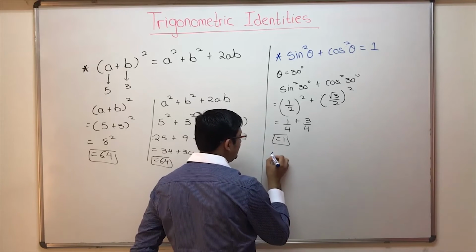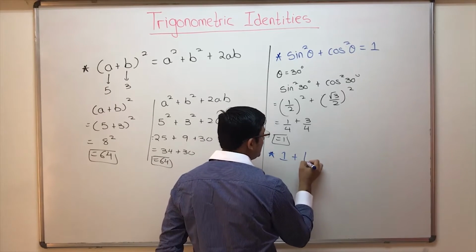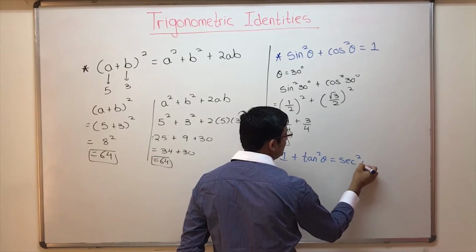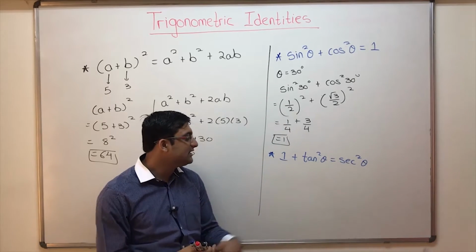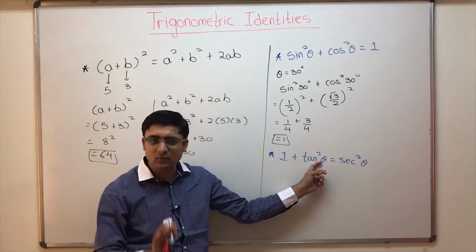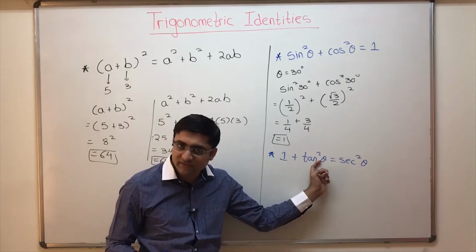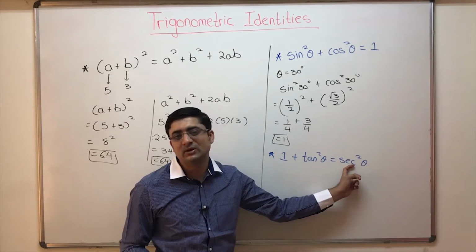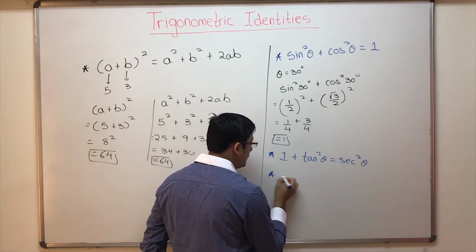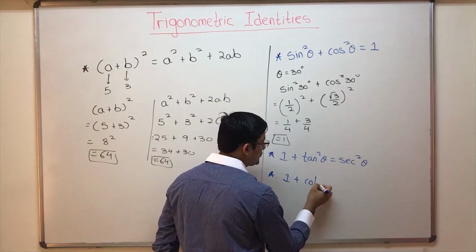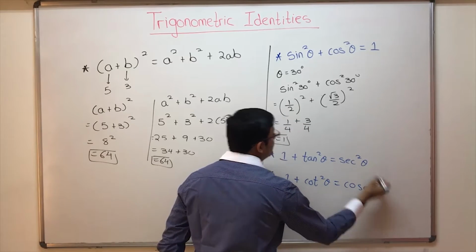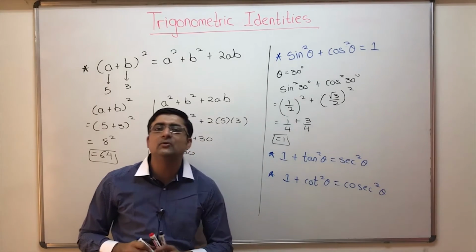Similarly, we have 1 plus tan square theta is equal to sec square theta. Right? So that means if I choose any angle over here, 10 degree, 100 degree, 1000 degree, whichever angle you want, 1 plus tan square of that angle is equal to sec square of that angle. You can verify just like this. And the third one is 1 plus cot square theta is equal to cosec square theta. So these are the three basic trigonometric identities we're going to begin with.